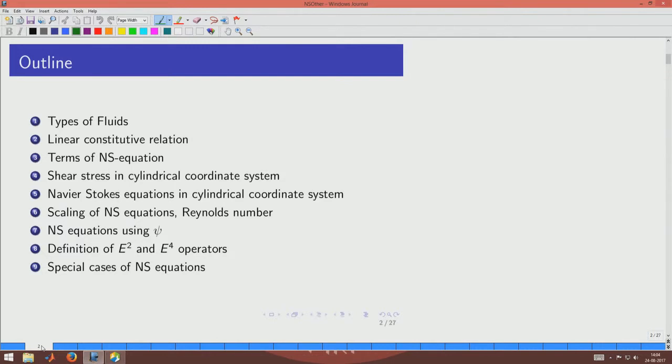And we will also then scale the Navier Stokes equation, so that we do not use the absolute velocity or distances, and in the process we will discover that there is a non-dimensional number that is coming up, which is called the Reynolds number. And then we will also convert the Navier Stokes equation to use not the velocities but the stream function, and then we will discover that we will have two new operators that are needed for axisymmetric flow, and we will list the special cases in the end and then close this session.